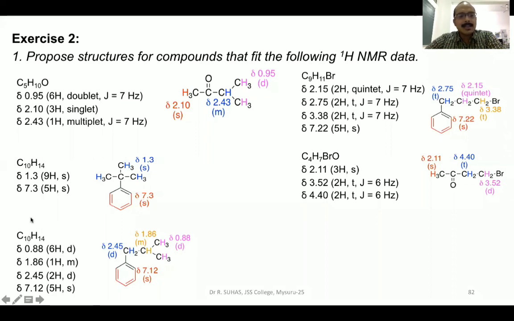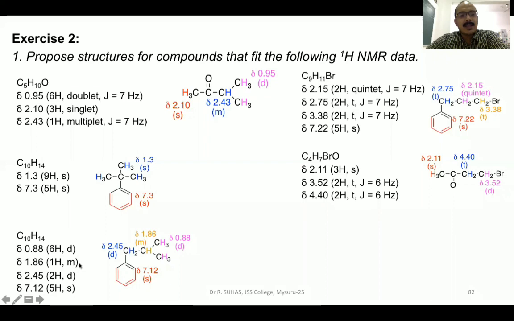Another problem, C10H14. These two are isomers, but look at the delta values. This is different and this is different. We have to check. Again, calculate the DBE for C10H14. The DBE again comes to be 4. That means 3 unsaturations and 1 ring, totally 4 unsaturations. We will see. So it says 7.12, 5H singlet. It clearly indicates the presence of a mono-substituted benzene, and 6H, 1H, doublet, multiplet is the characteristic feature of an isopropyl group. So we have identified one mono-substituted benzene.